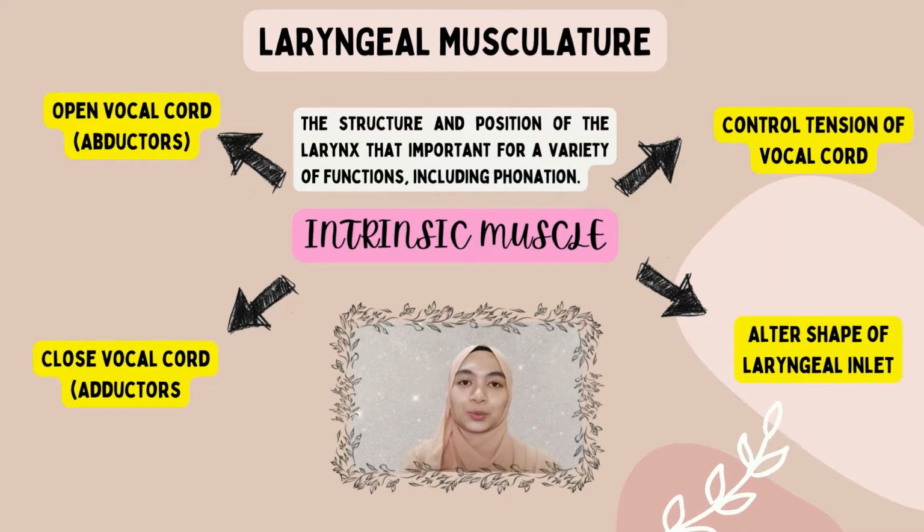Laryngeal musculature is divided into two parts, which are intrinsic muscle and extrinsic muscle. I will explain about intrinsic muscle first. Intrinsic muscle is the structure and position of the larynx that is important for a variety of functions, including phonation. There are four categories of intrinsic muscle, which are those that open the vocal cord, known as abductors, those that close the vocal cord, known as adductors, those that control tension of the vocal cord, and the last one, those that alter the shape of the laryngeal inlet.